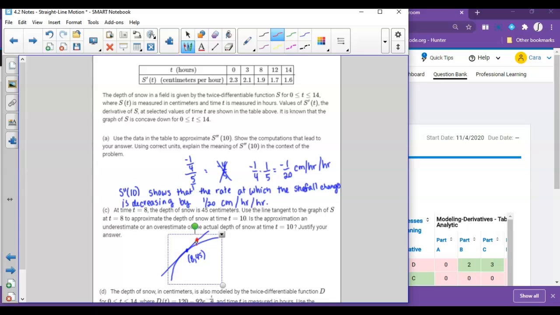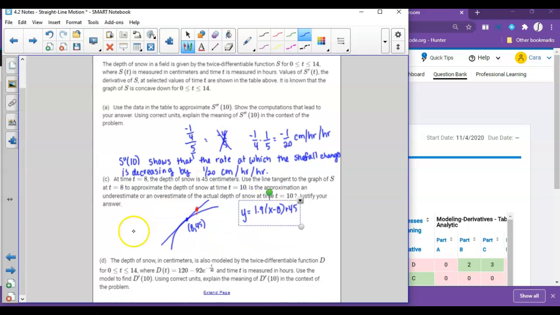So what you're doing here is finding a tangent line. Your point is (8, 45), and you know the derivative at 8 is 1.5. So your tangent line should be y equals 1.5 times (x minus 8) plus 45. Then you just plug 10 into that to get your answer. You get 48. And this will be an overestimate because you can see that it is above the curve, since this is concave down. Okay.